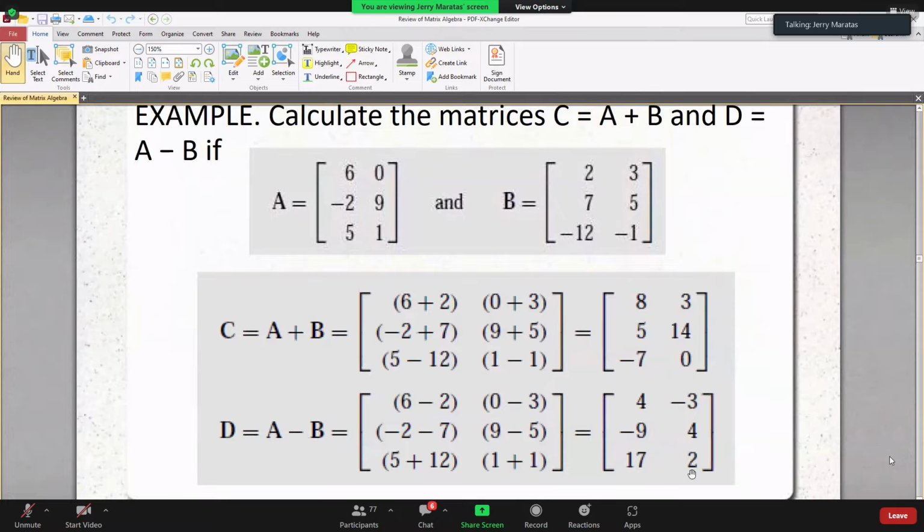By the way, for this meeting, we're going to discuss a review of matrix algebra. I already uploaded the assignment. Okay, assignment number 1. It's for matrix algebra.